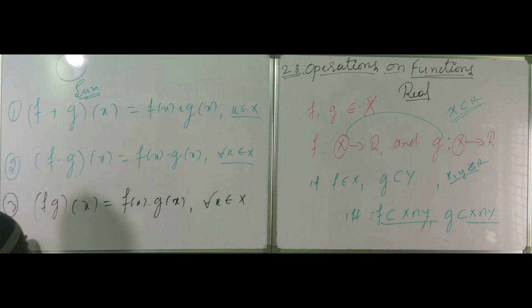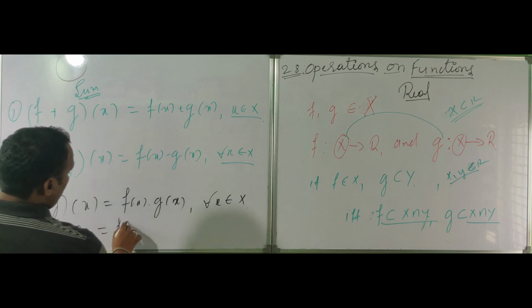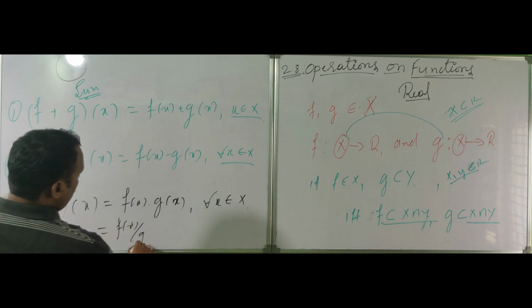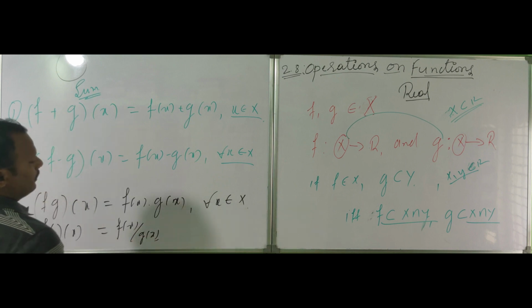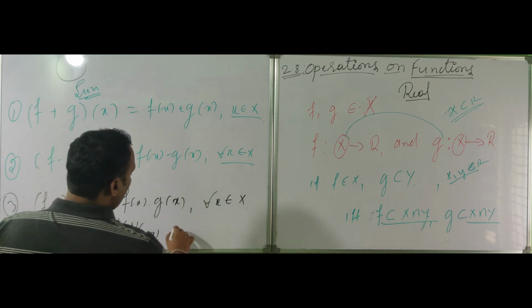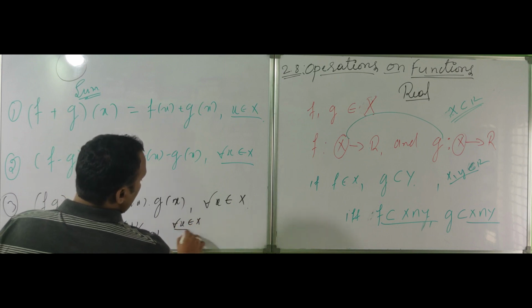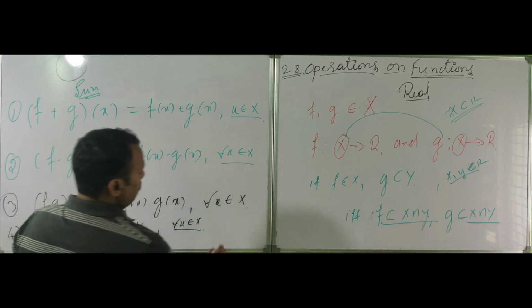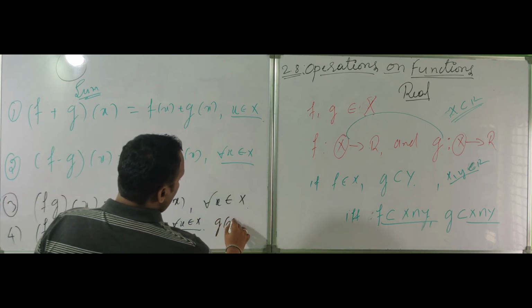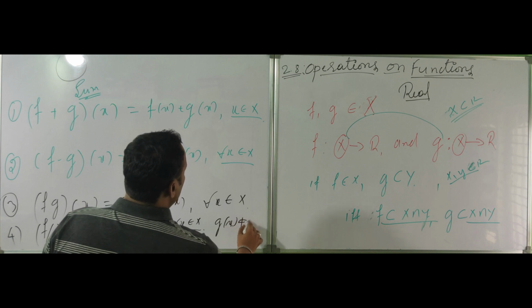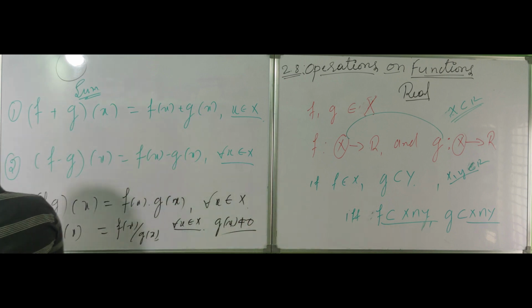Similarly, fourth one is the quotient. f over g of x is equal to f of x over g of x for all x belongs to X, with one special condition: g of x should not be equal to 0.